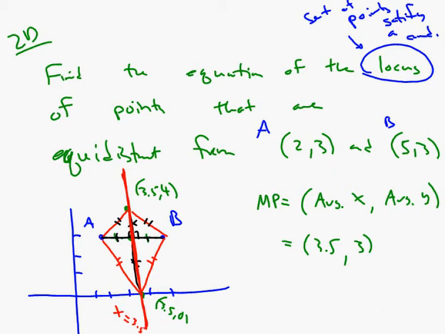All right? Now, more importantly, just some language you should be aware of, this line, x equals 3.5, is the perpendicular bisector of the line segment that connects A and B. Okay, that's what it is. It's a perpendicular bisector of the line segment that contains A and B. All right, so what if I just change the question ever so slightly? Suppose we're still going to stay in this 2D world, but I wanted all the points equidistant from (2, 3) and (5, 1).